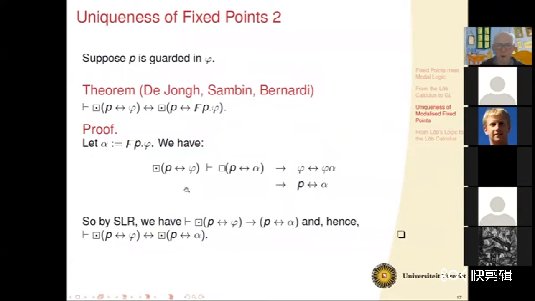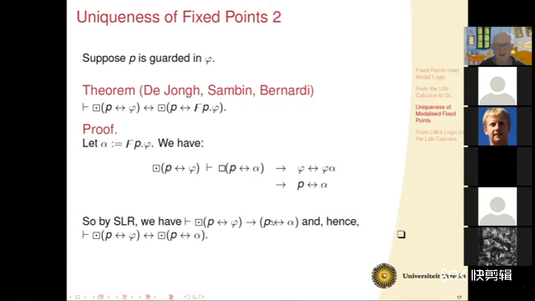So now by the strong Loeb rule, we may drop the antecedent here. And so we get box dot P if and only if phi, then P if and only if alpha. Okay, so now we have this. Now it's an exercise in modal logic. It's a simple exercise in modal logic to show that if we have box dot P and P if and only if phi, then we also have box dot implies box dot that, right? So that's simply an exercise in K4 or in basic modal logic plus the third Loeb condition.